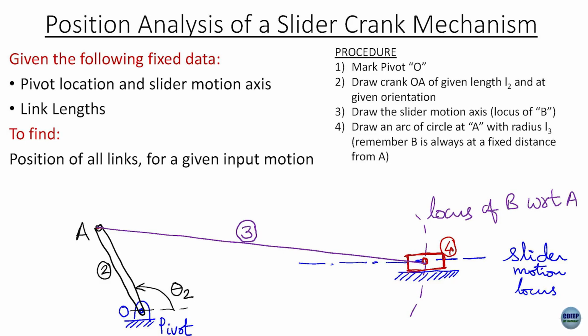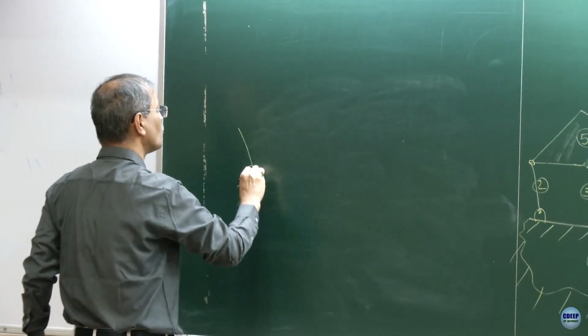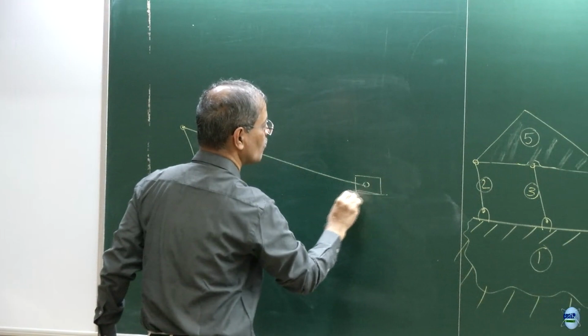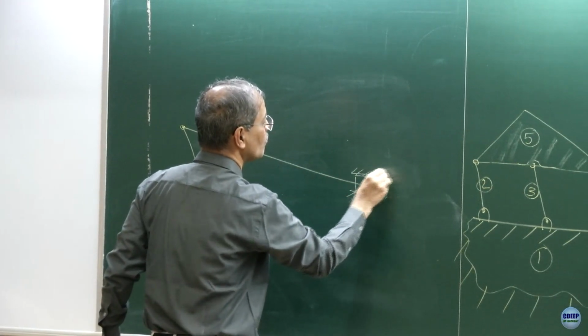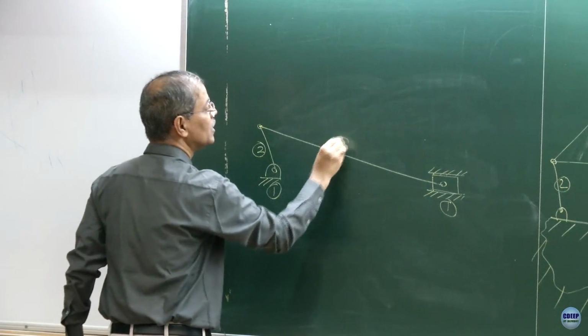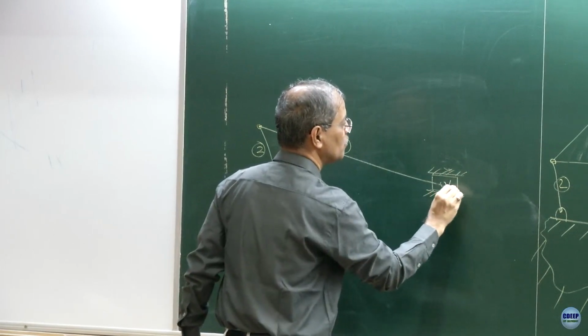So given the pivot locations and slider motion axis, where is the pivot? Where is the slider moving? That direction. Link lengths have been given for the slider crank mechanism, in case you have forgotten. Okay, so this is link 1, this is link 2, link 3, link 4, sorry, link 4 is the piston. Let me try to put it here.